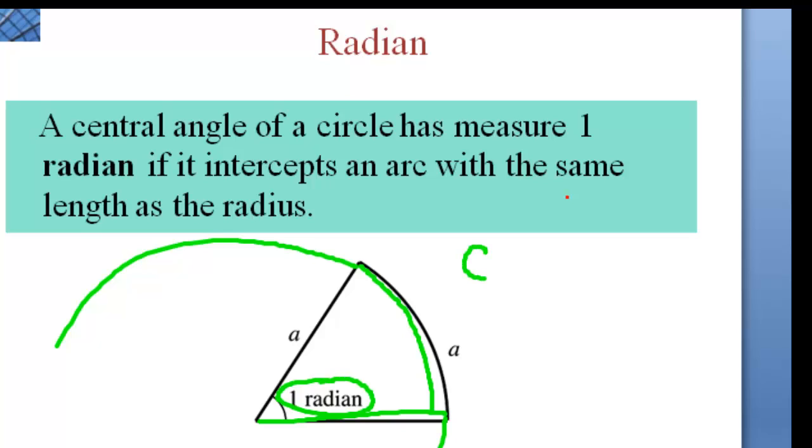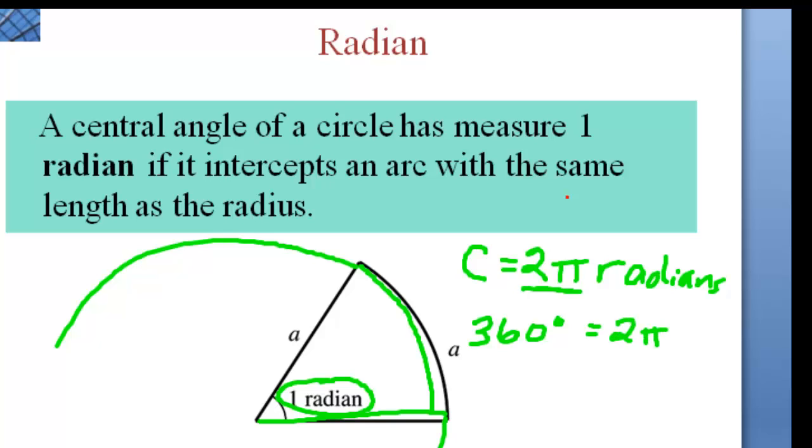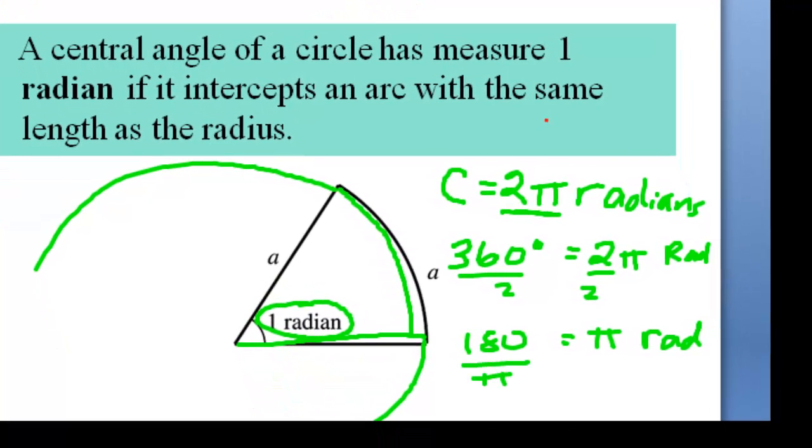So we know that the circumference of the circle is 2 pi times the radius. So there are 2 pi radians in a circle. The circle is 360 degrees around. So it's 2 pi radians. Divide by 2. We get 180 degrees equals pi radians. And 180 divided by pi is a radian.